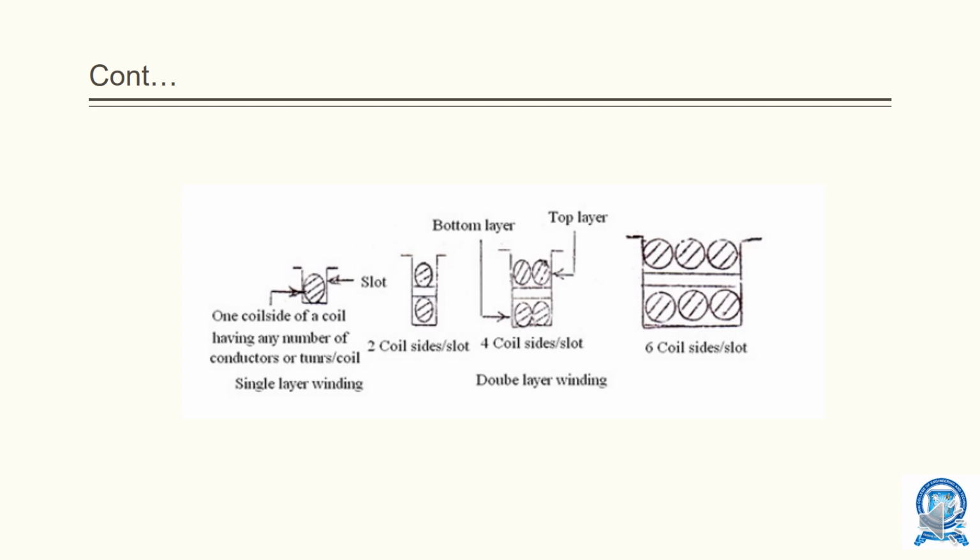Here is the diagram of various types of winding in the armature. Single layer winding and double layer winding have been shown separately.